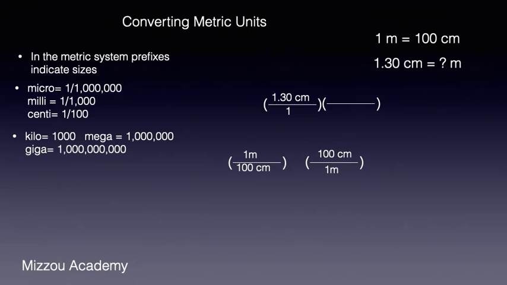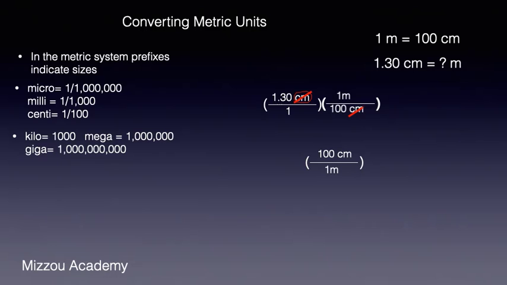The one we choose, we let the units guide us. We look up here at our known quantity, and this unit right here, centimeters, is on the top. That's what we need to cancel. So we want to choose the conversion factor that has centimeters on the bottom. That's this one. So that conversion factor goes up here.